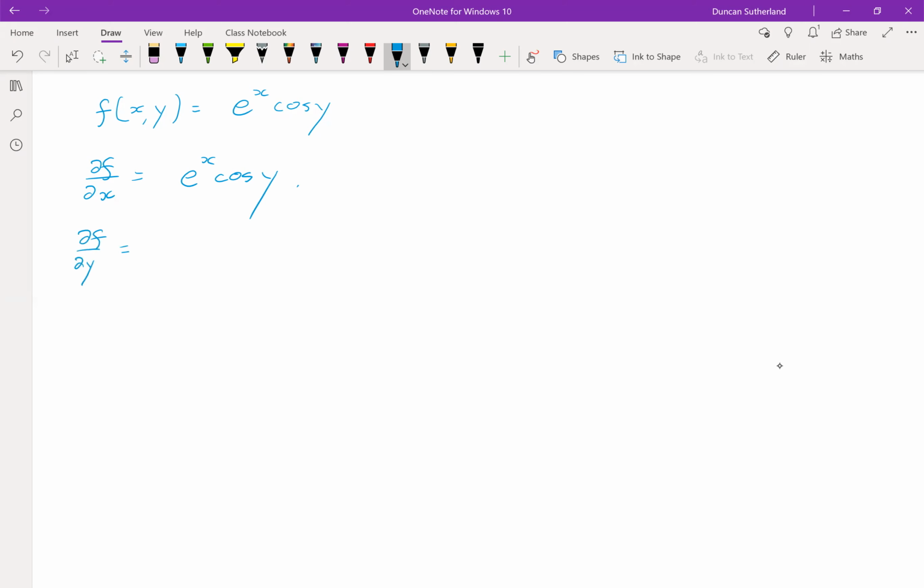With respect to y, however, e to the x is a constant, so then we've just got to differentiate cosine y. That goes to minus sine.